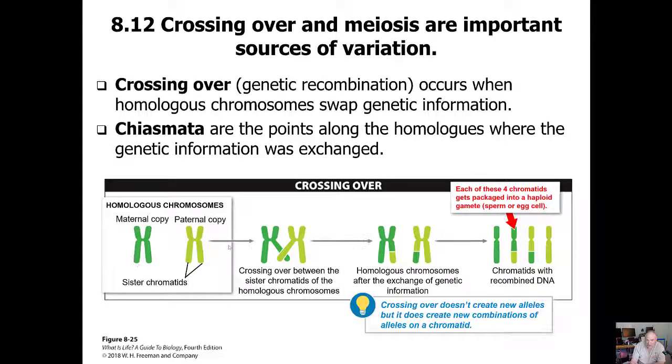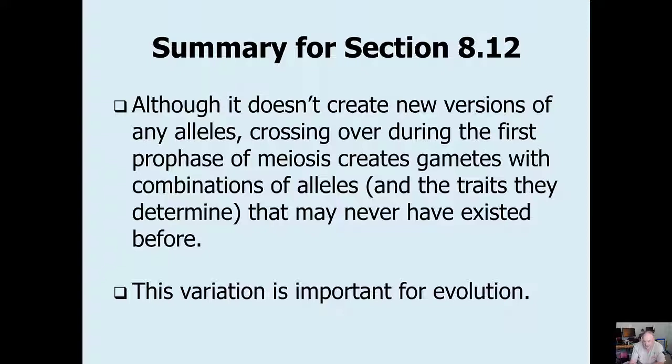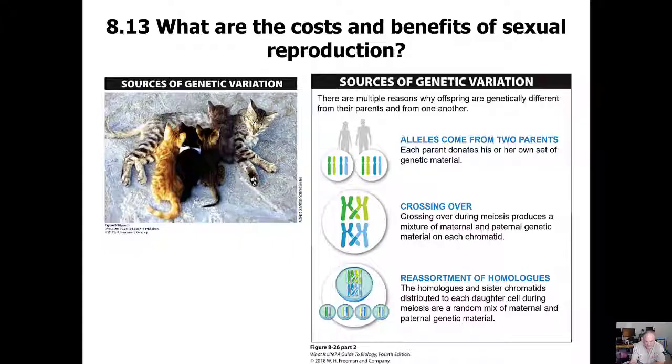We do get the crossing over event, and when they cross over they make an X, and that's what they call a chiasmata. It's the point where they do cross over, and what they do is they swap the positions where the genes are for the various alleles, and you can see we get a little bit of blending effect in the offspring as a result of the crossing over, and that's the key. Although it doesn't create a new version of any alleles, crossing over just sort of disperses them in a different, varied configuration, so it makes it interesting as to what the offspring look like.